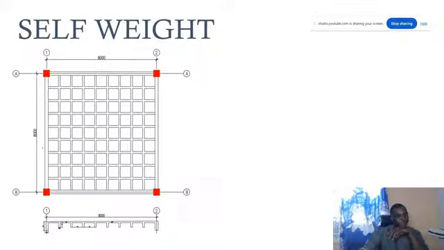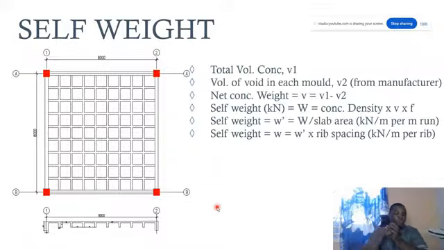Let's say we have a waffle slab with the size of 8 meters by 8 meters. This is the slab. We want to design this slab, but before you design, you need to estimate your loads. The first thing you have to do is to calculate the total volume of concrete. In this example, our concrete is 300 mm. That is the overall depth of the slab, including the topping and the rib. The total volume is just area times depth.